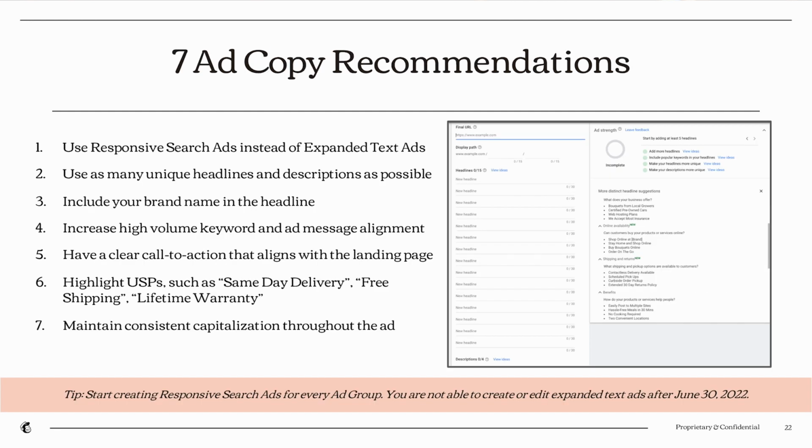A couple of other recommendations for ad copy that I want to make sure to highlight is one, using responsive ads. So responsive search ads is becoming the default ad for Google. Expanded text ads have been in the past, but those will be sunset come June 30th of next year. As a result, you should be working to make sure all of your ad groups have responsive ads in them so that you don't run into that issue come June of next year. Next would be using as many unique headlines and descriptions as possible. This is great because it allows Google to mix and match your responsive search ads to show in different variations based off of the user's query.